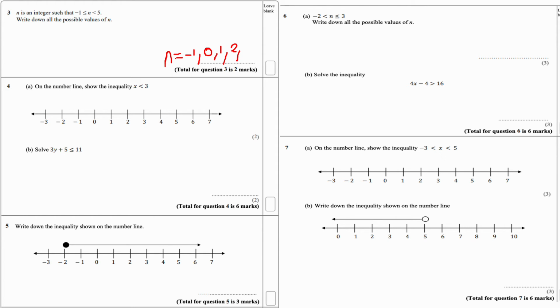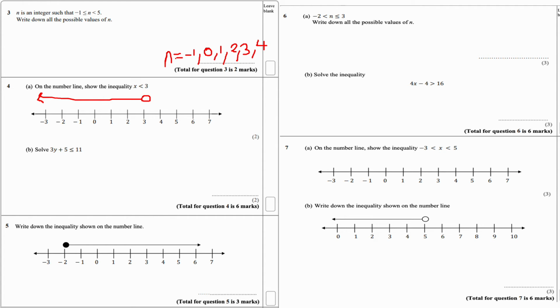But remember, it can't equal 5 because it's strictly less than 5. Okay, this is question number 4a. On the number line, show the inequality x less than 3. There's going to be a hollow circle, and it's less than 3, so it's going in this direction, because it has to be smaller than 3.